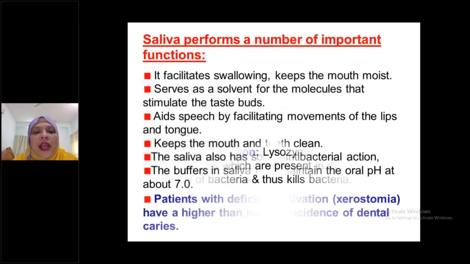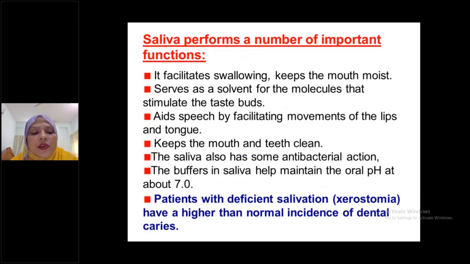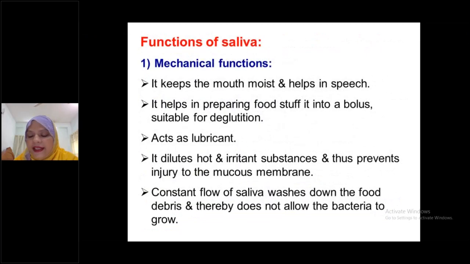And you can also write in a shortcut way from Ganong. This slide I have taken from Ganong. I want to discuss the functions of saliva according to your textbook. First function, mechanical functions. It keeps the mouth moist and helps in speech. Number 2, it helps in preparing foodstuff into a bolus suitable for deglutition.